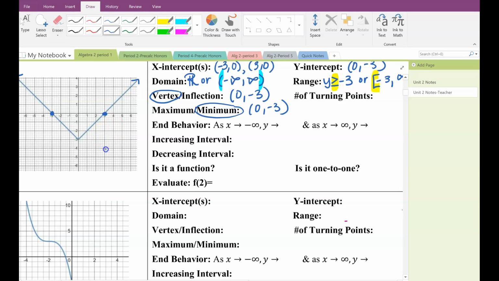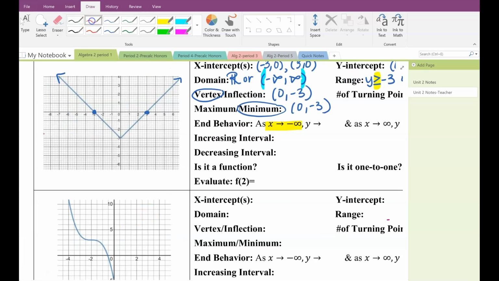Remember, we talked about end behavior: what is the behavior of y as x is going towards negative infinity. And negative infinity is all the way over here. So as x is going towards negative infinity, y is going up. So that means y is approaching positive infinity.